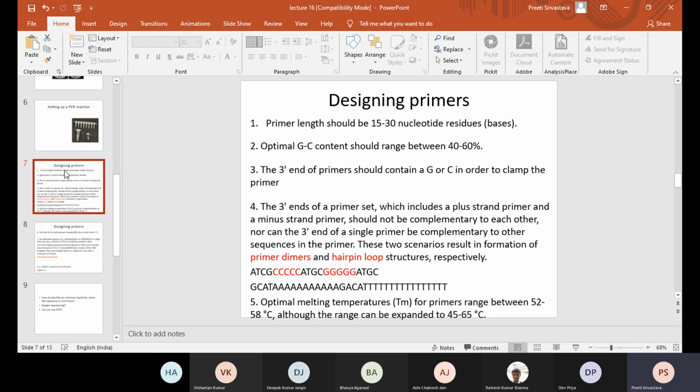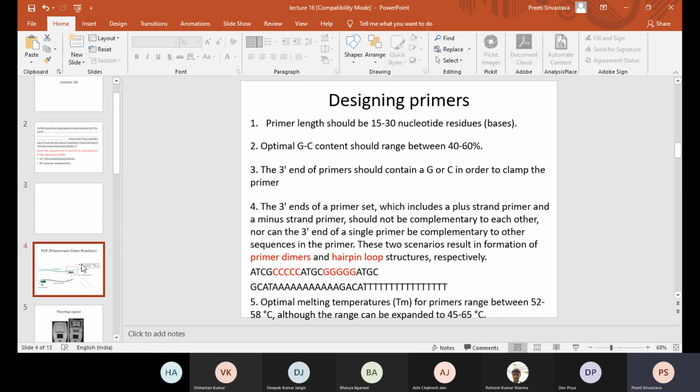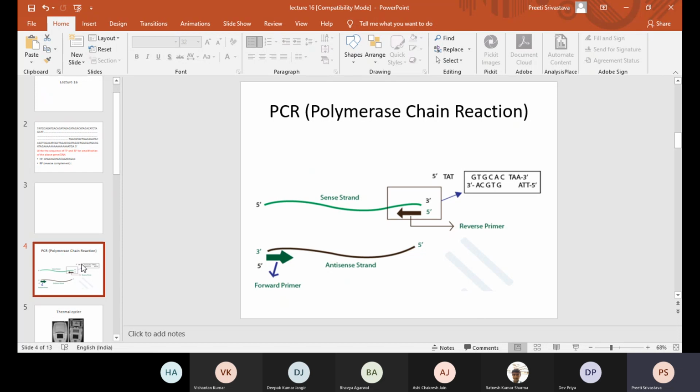So the second rule is that the GC content should be in the range between 40 to 60%. That means don't go beyond 60 and don't go below 40. The reason is, if you go beyond 60, the GC content will be too high. If the GC content of the primer is too high, what will be the consequences, if you see this figure?